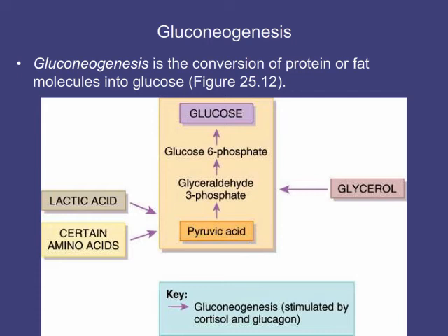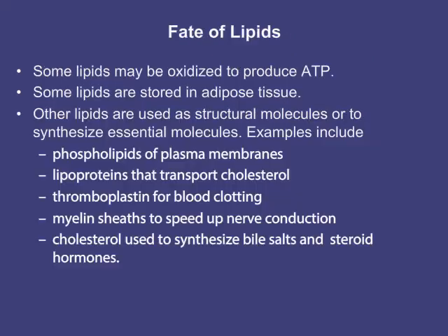So through the process of gluconeogenesis, we can convert both proteins and also fats into glucose, which is needed by the brain and nervous tissue. And it's important to realize that gluconeogenesis is stimulated by cortisol and glucagon. These were two molecules which help to elevate blood sugar in cases where blood sugar starts to drop below set point levels. So now that we've talked about the interconversion of carbohydrate, let's take a look at lipids.